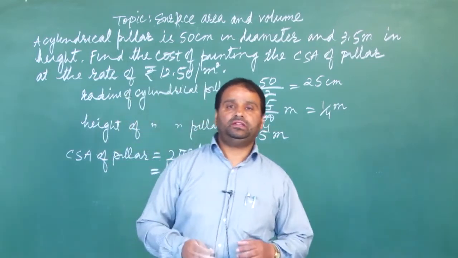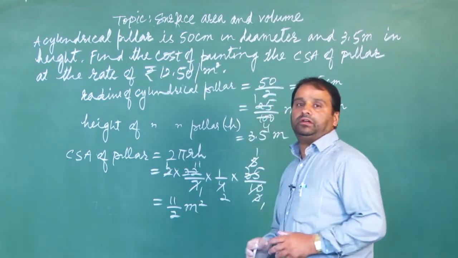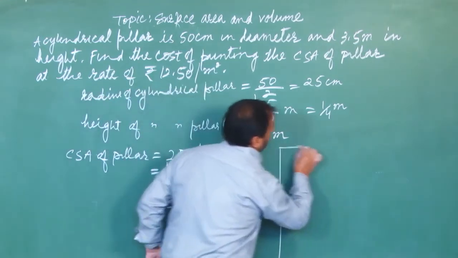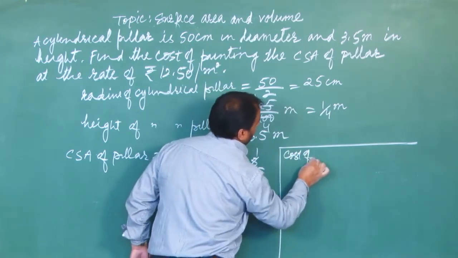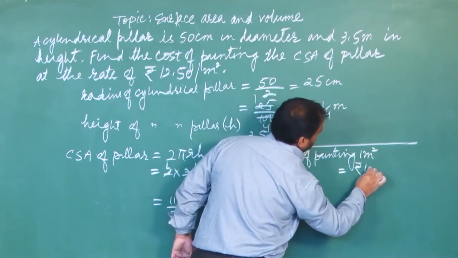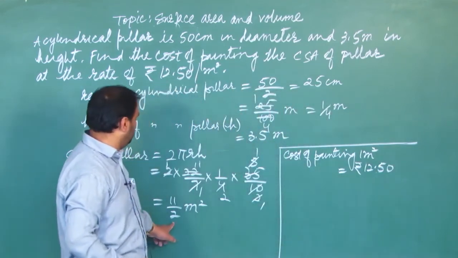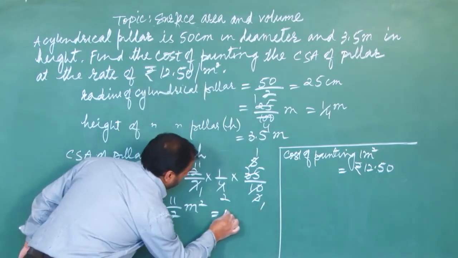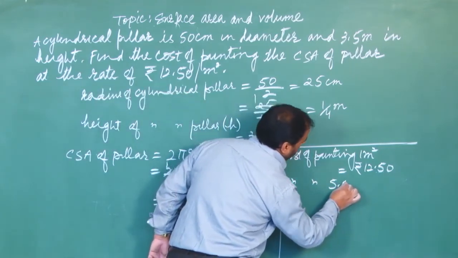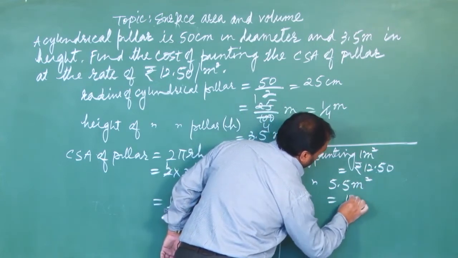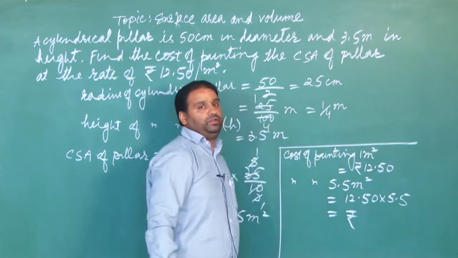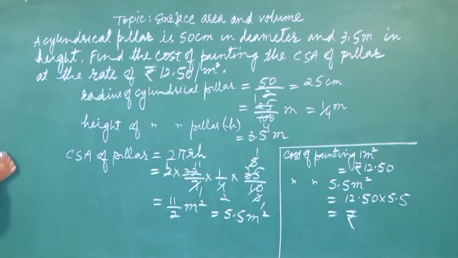Now, this pillar is to be painted and the cost of painting per meter square is 12 rupees 50 paisa. So, the cost of painting 1 meter square is 12 rupees 50 paisa, and in all we have 11 by 2, that is 5.5 meters square. 11 divided by 2 is 5.5. So, the cost of painting 5.5 meters square is 12.50 into 5.5. Multiplying it will give us the total cost of painting that cylindrical pillar. So, how much is that? Let us find out.